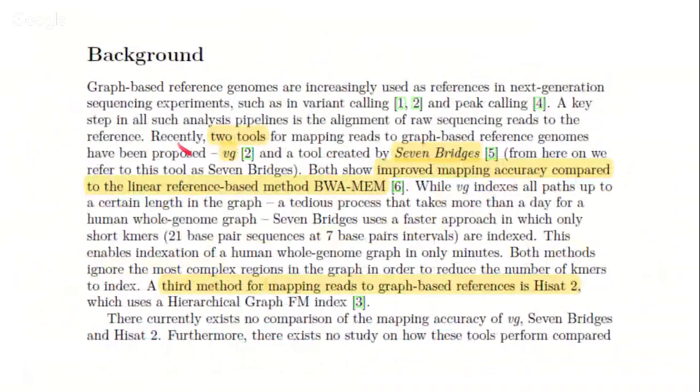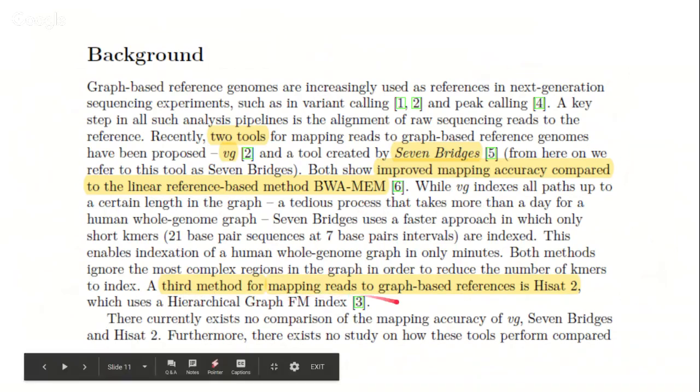Now, for the graph-based approach, they compare two tools: the VG tool developed by Erik Garrison during his PhD at the Sanger Institute in Cambridge in the UK under Richard Durbin, and another similar approach called Seven Bridges, done by the company Seven Bridges Genomics. And they looked at it in comparison to a linear reference-based method, bwa-mem. And then a third method for mapping to a graph-based reference is HISAT2, which uses a hierarchical graph for genome and gene index, and they also compare this to the others.